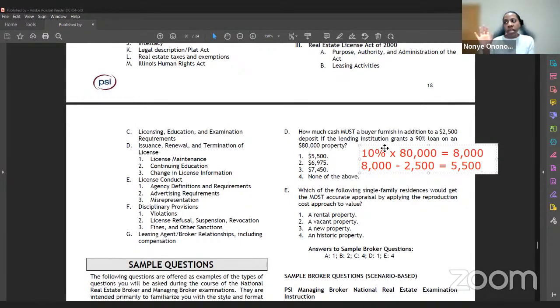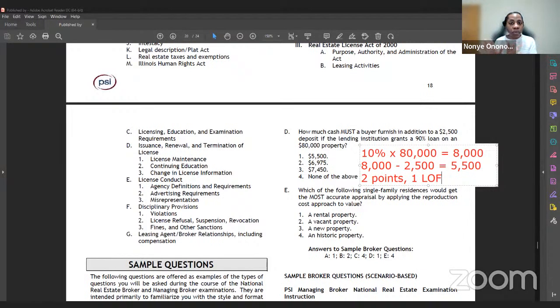Now, sometimes the question could be just this simple, where it's just straightforward. Other times they may also include other things to this question and ask you how much cash does the person bring to closing in addition to a $2,500 deposit if the lending institution grants a 90% loan on an $80,000 property with 2 points and 1 loan origination fee. Okay, 2 points, 1 loan origination fee.